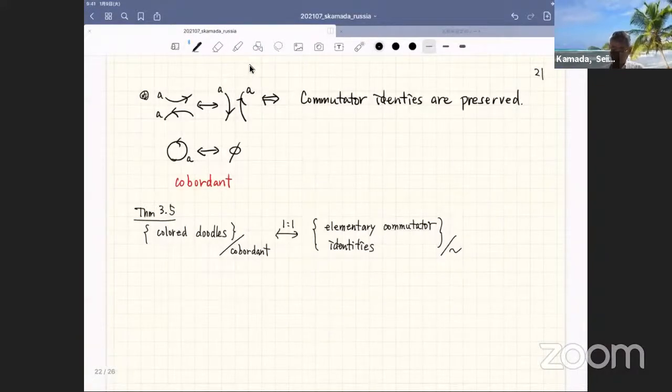And moreover, we can consider cobordism. For colored doodle diagrams, we have an idea of cobordant. In that case, colored doodle diagrams modulo cobordism correspond to elementary commutator identities. This is a bijection. These are the results in our paper.